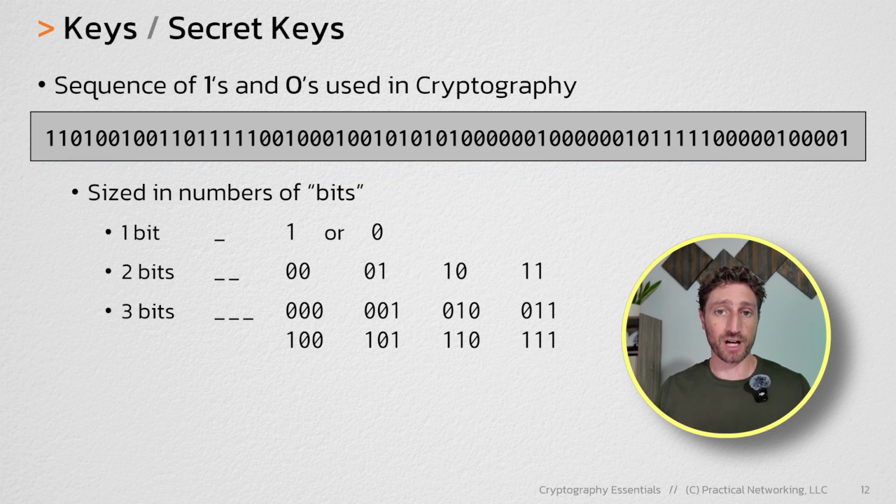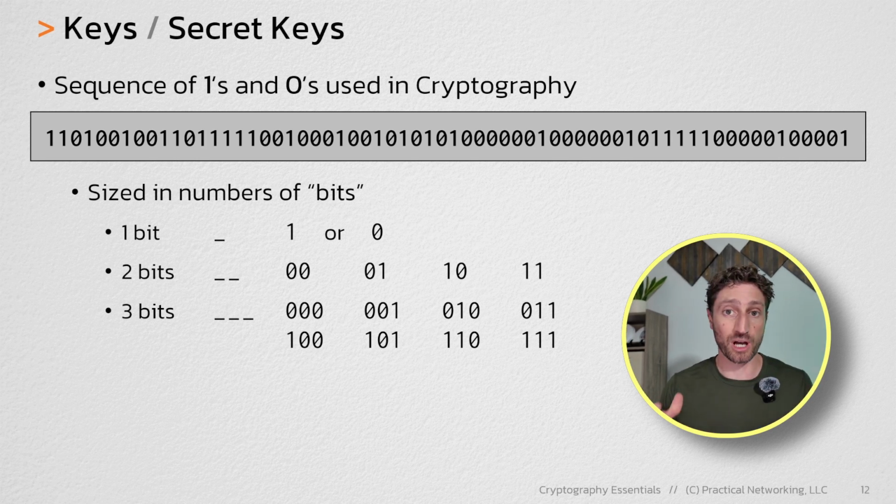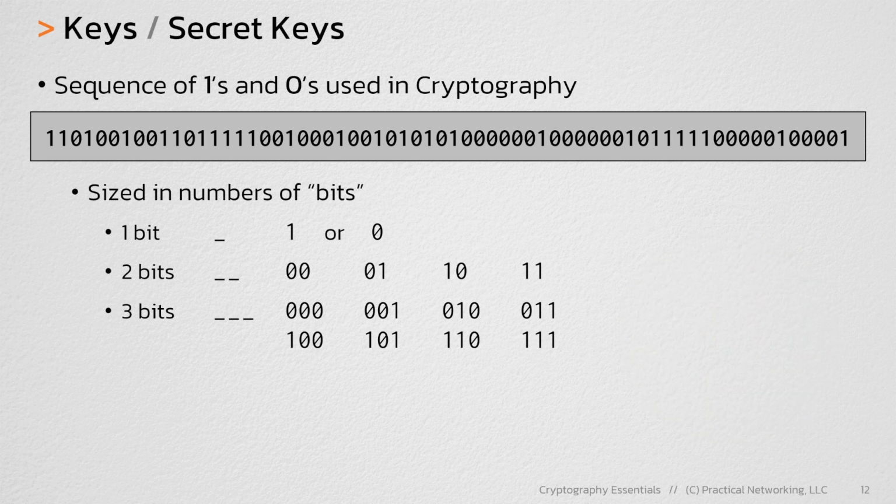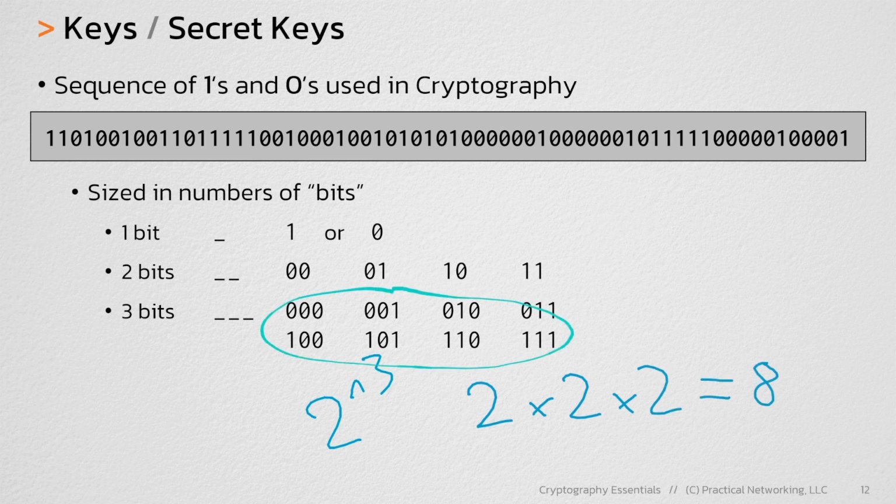To calculate the number of combinations in any sized key, all you have to do is take 2 and raise it to the power of the number of bits. We're using 2 because there's only 2 possible combinations in binary, 1 or 0, and the number of bits indicate how many digits of those 2 combinations there can be. For example, for our 3-bit key, we would take 2 and raise it to the third power. That's the same as doing 2 times 2 times 2, which is going to get you 8. And notice there are 8 total combinations of 1s and 0s you can get with 3 bits.